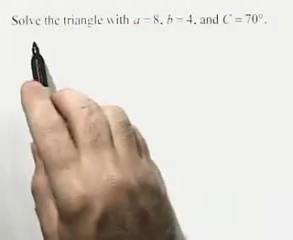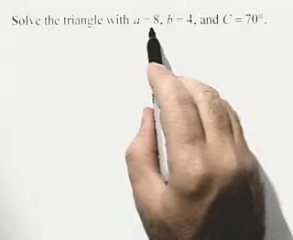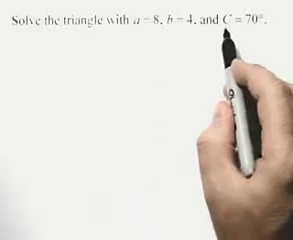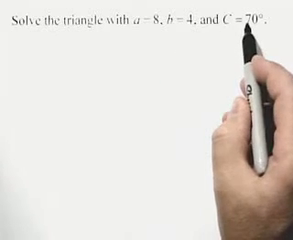In this problem, we're going to solve a triangle given the lengths of two sides of the triangle and the measure of the angle between them. We want to solve the triangle with A equal to 8 units, B equal to 4 units, and the measure of angle C is 70 degrees.